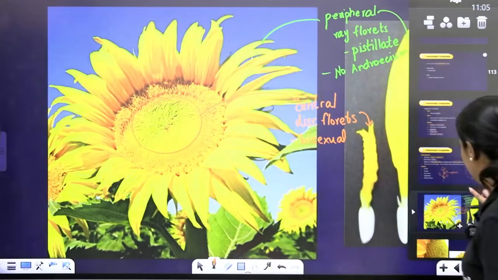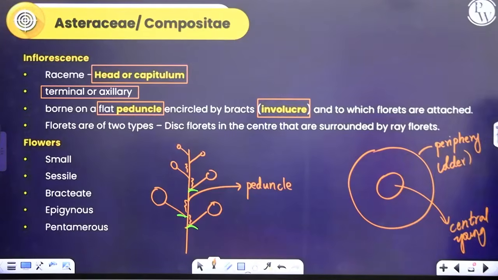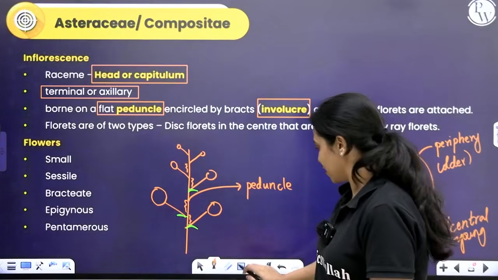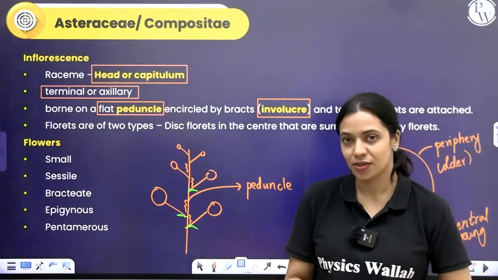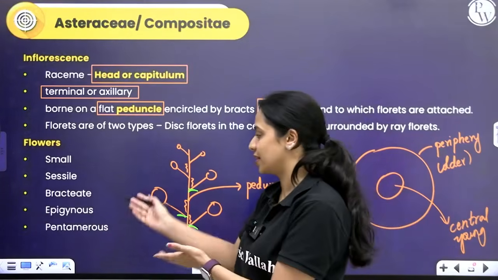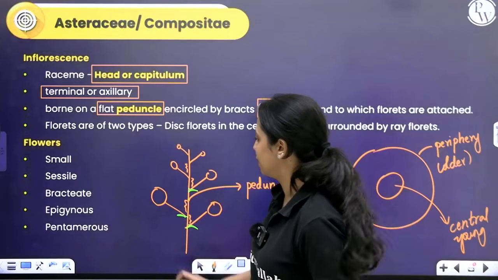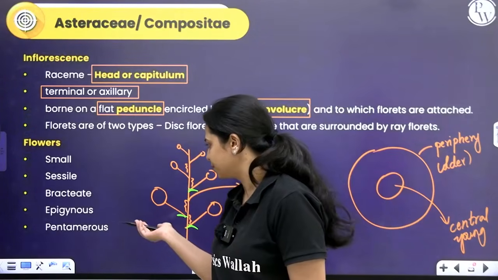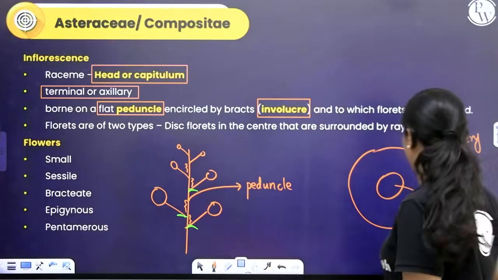Okay, now the flowers here obviously are very small. That's why we call them florets. They don't have a stalk, so they are sessile. They do have bracts that form an involucre, so we say that it's bracteate. And they are epigynous and pentamerous.